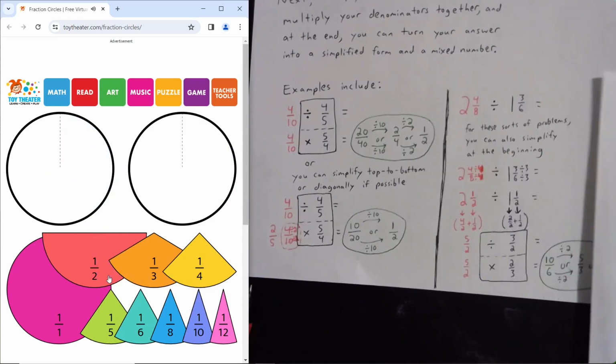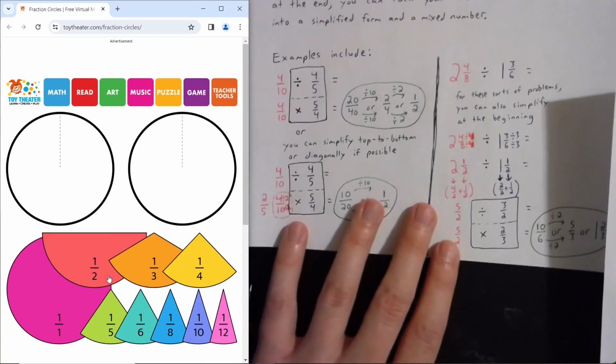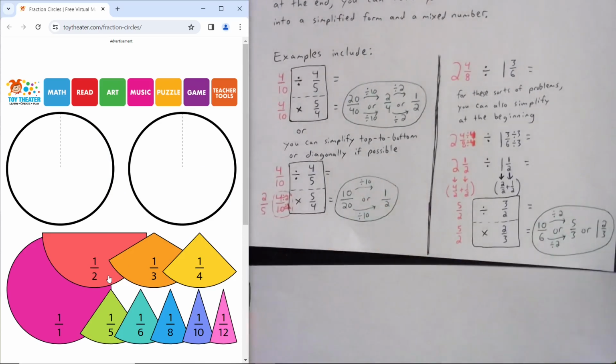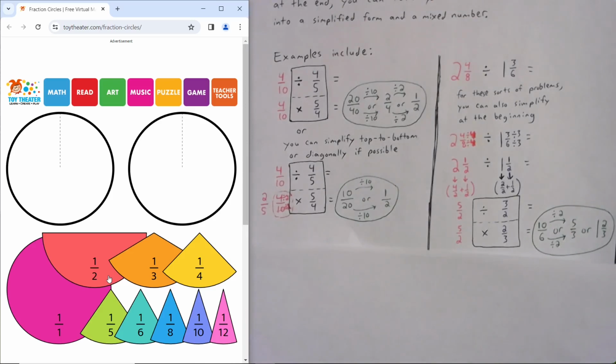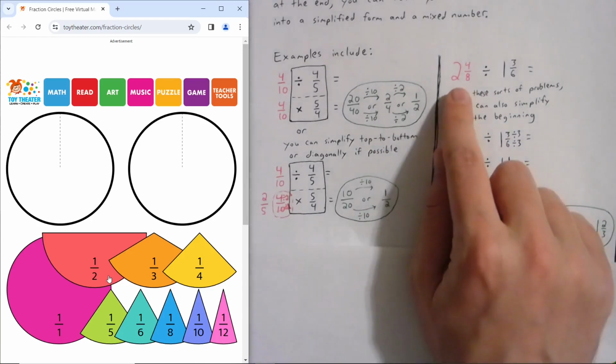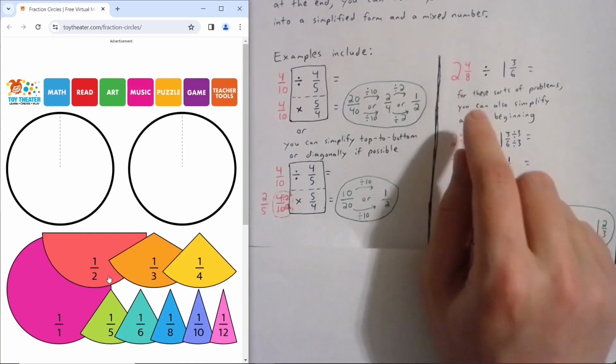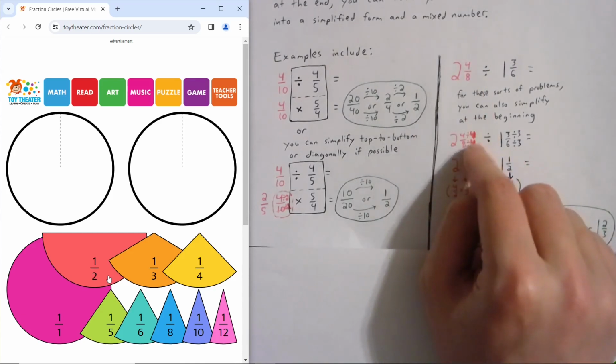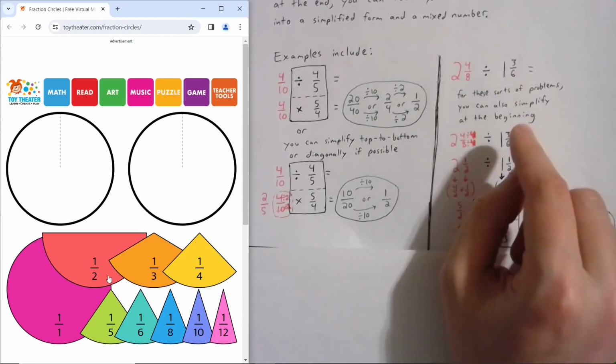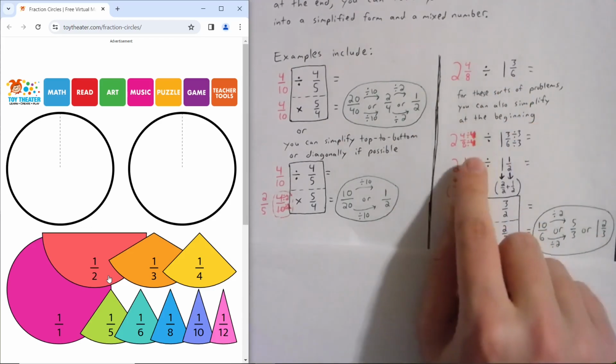All right, now what if I started with problems where I had a mixed number? Well, for these sorts of problems, you can also simplify at the beginning, if possible. So you could simplify 2 and 4/8. 4 and 8 can both be divided by 4. And I can simplify 1 and 3/6. 3 and 6 can both be divided by 3.